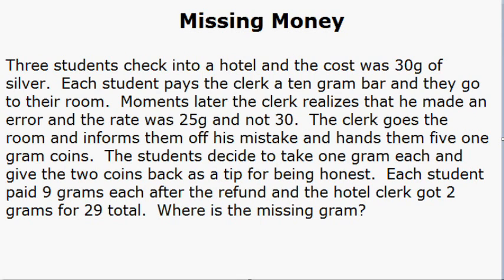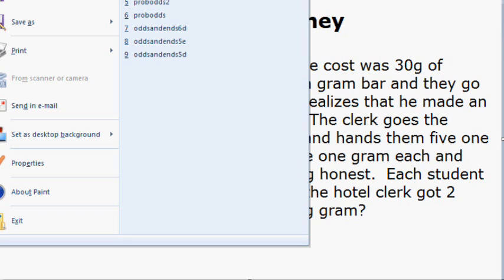The students decide to take 1 gram each and give the 2 coins back as a tip for being honest. Each student paid 9 grams each after the refund, and the hotel clerk got 2 grams for 29 total. Where is the missing gram? 9 times 3 is 27. They each paid 9. They gave 2 back. It's 29. Something to think about. You might want to think outside the box.